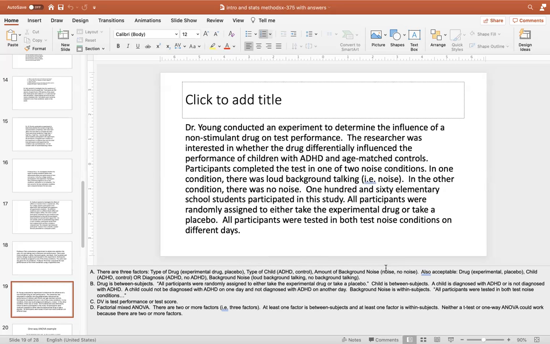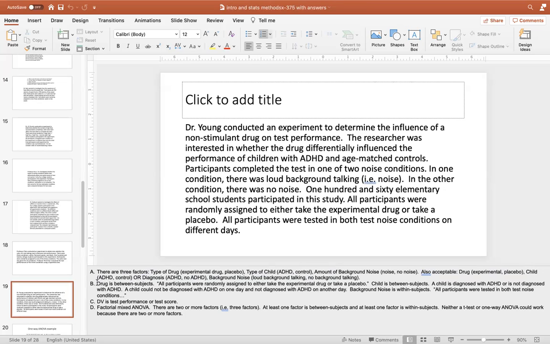And then there's the noise condition and the no noise condition. So right here, these ones right here, these are just those same factors, but they're just kind of alternative ways of phrasing them. So there's 3 factors. For each one, we got to decide if it's between or within subjects.